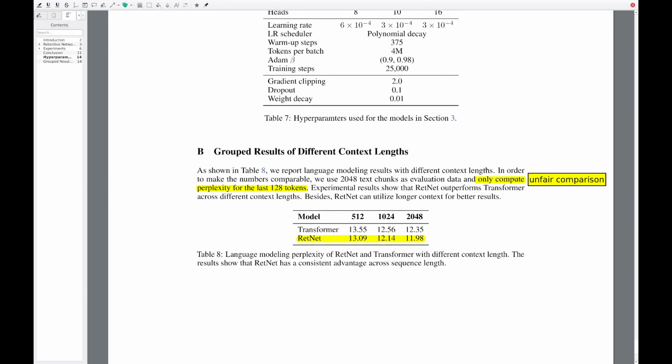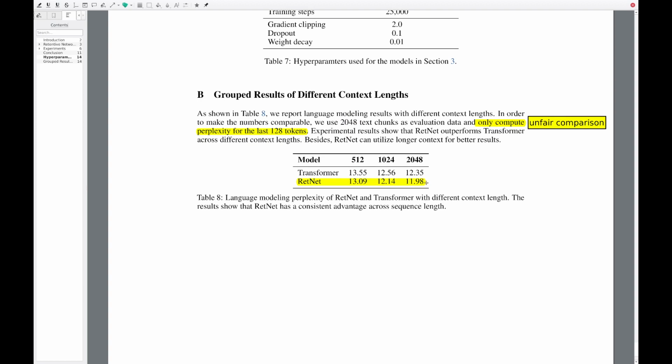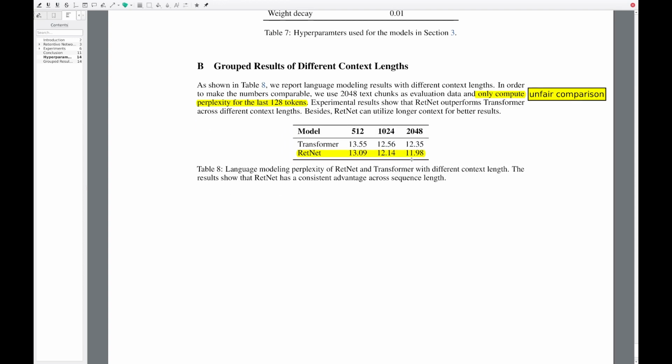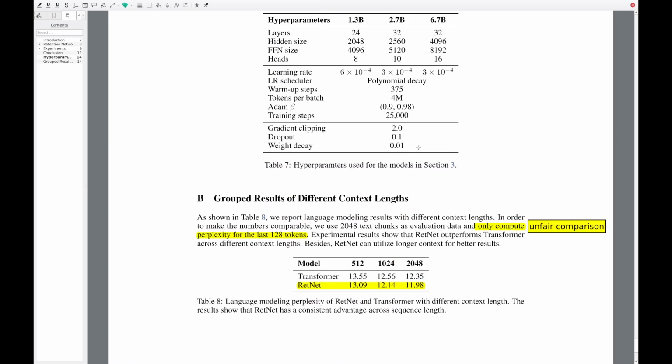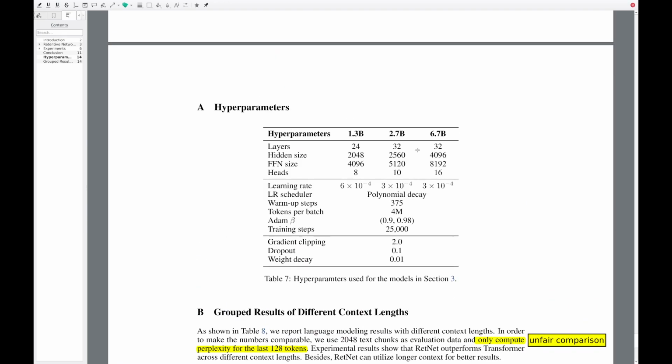Here you can see that they have a table comparing RetNet to transformer. It has lower perplexity by a little bit, but they have this weird comparison where they only compare it by calculating the loss on the last 128 tokens out of a 2048 token sequence. So it does feel like they're kind of cherry picking some numbers here, which is a little bit concerning. And it doesn't even perform that much better than a transformer in terms of this metric. So I think it'll take time to see whether or not this method is better than transformers or not.